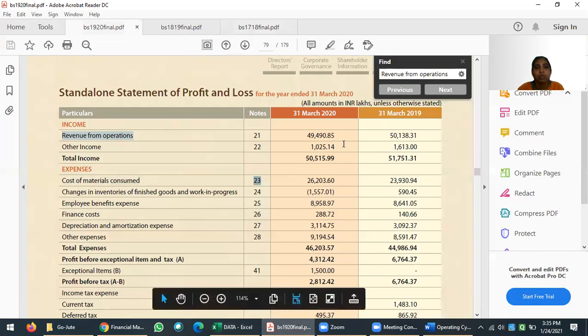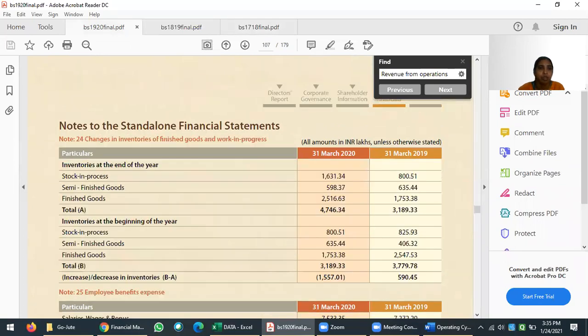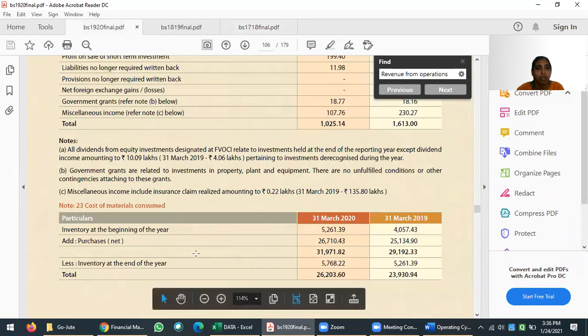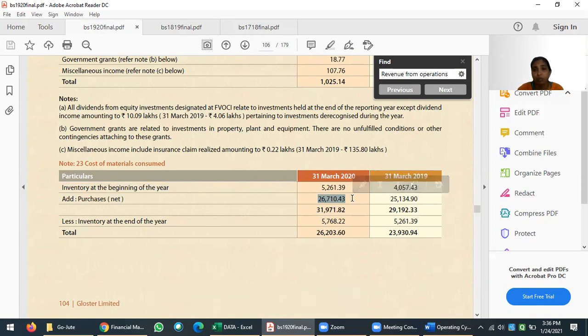Material consumed, so I will go to page 100. Here it is, in front of material consumed. It is already given, purchases, correct? So in the working note, purchases is given here. See, in the working note, you have to go into detail. You have to go to that page number and see what the purchase is. Here is the purchase, how much? 26,710.43. Okay, the same number I am copying here.